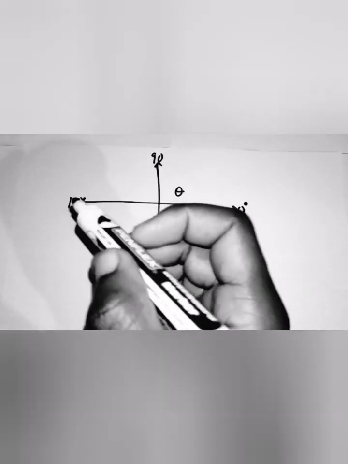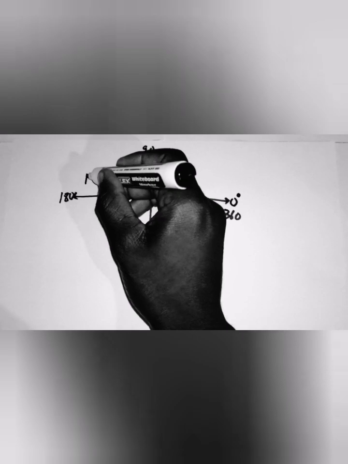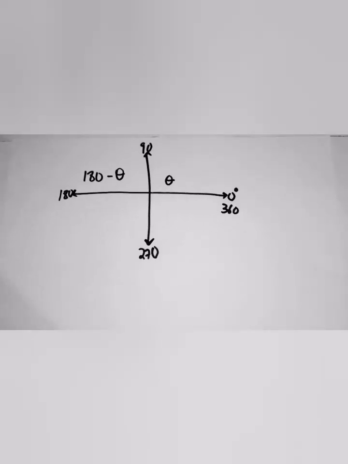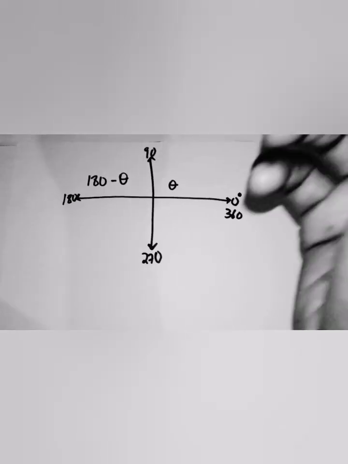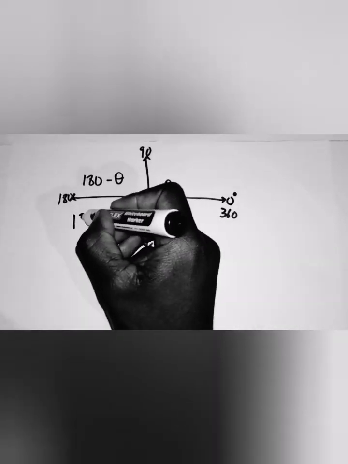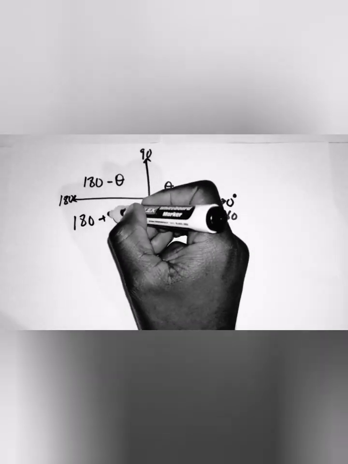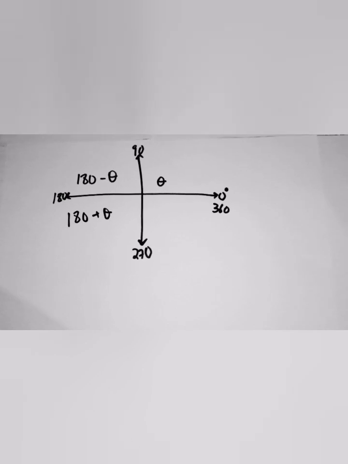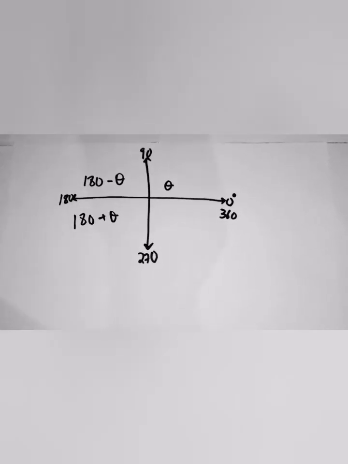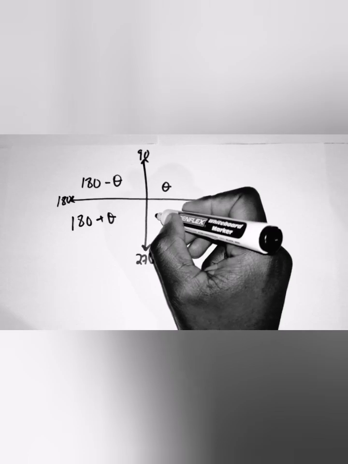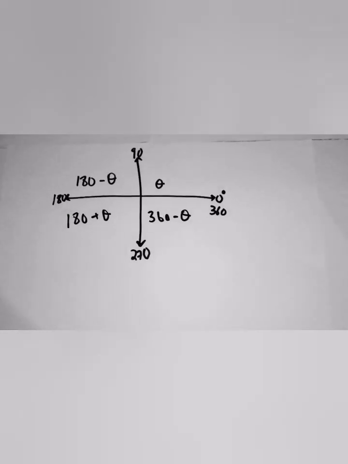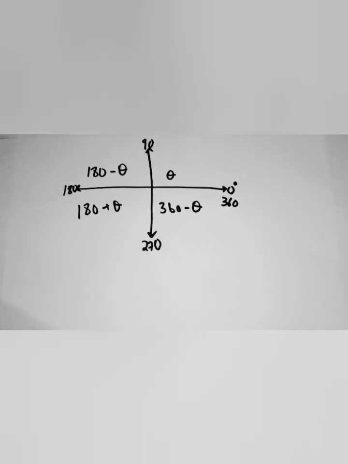Now on the second quadrant, you say 180 minus what you got on the first quadrant, 180 minus theta. So 180 minus theta represents the S, remember, or represents the sine. On the third quadrant, 180 plus theta. So this 180 plus represents the tan, or represents the T, remember, CAST. Then on the fourth one, 360 minus theta represents the cosine. Then on the first quadrant, it is also 360 plus theta.